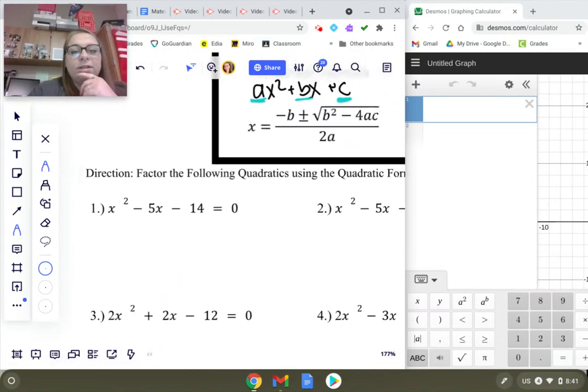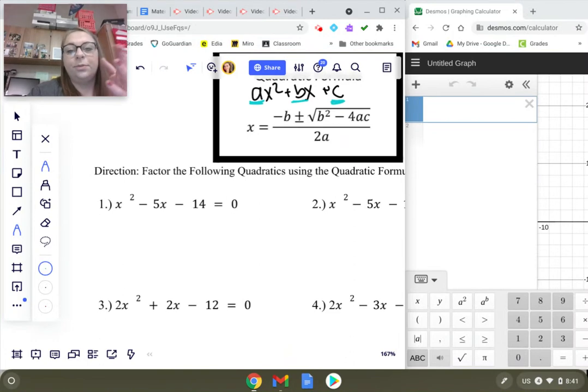Our formula is negative b plus or minus radical b squared minus 4ac, all over 2a. It's so awesome I have it tattooed on my arm. I don't know if you can see it right here. Boom, boom, boom. So let's do number one.